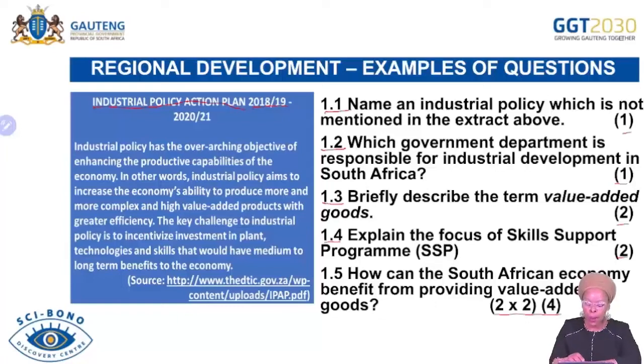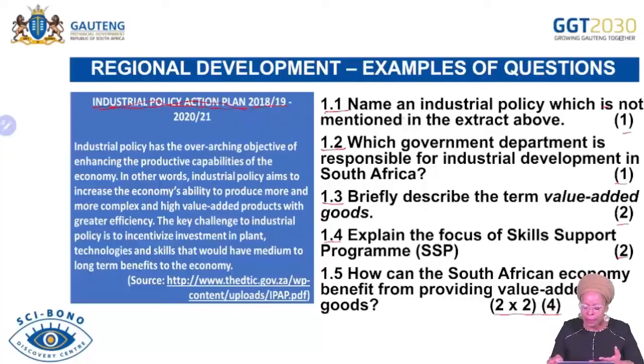So question 1.1, when you look at the data that is presented, it should trigger the answer. Like I've mentioned that we have industrial policy action plan, but look at, as a policy, look at the question, name an industrial policy which is not mentioned in the extract. Already your life has been made easier. You know that in this extract you have IPAP, then you should be able to recall the other policy.